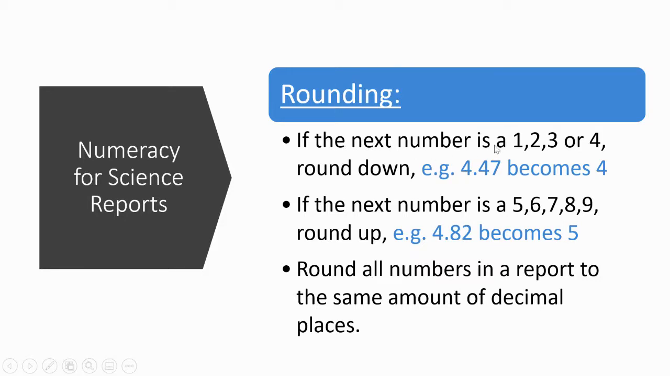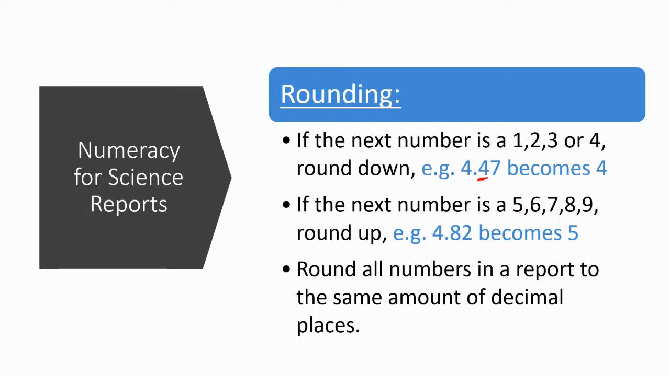If the next number is a 1, 2, 3, or 4, you round down. So 4.47 becomes a 4. So we're looking at the next number. We're looking to round to no decimal places in this case. So we're looking at the 4. So that rounds down and just becomes 4.